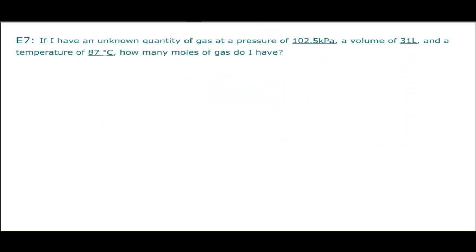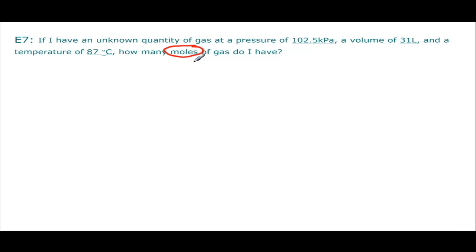Our next example, we have an unknown quantity of gas at a pressure of 102.5 kilopascals, a volume of 31 liters, and a temperature of 87 degrees Celsius. How many moles of gas do I have? Now we want to label. So kPa is pressure, liters is volume. Now degrees Celsius is temperature, but we have to add 273 to take it to Kelvin.